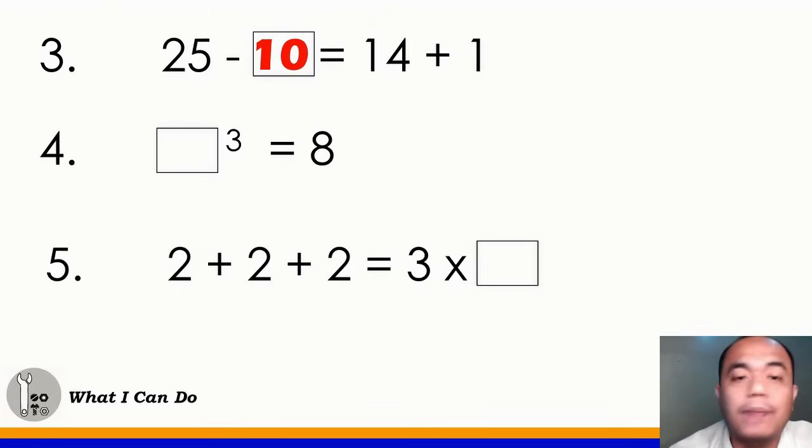Number 4, blank cube equals 8. Yes, that's 2. 2 times 2 times 2 equals 8. 2 times 2 is 4, and 4 times 2 is 8. So we have an equation in here. Number 5, 2 plus 2 plus 2 equals 3 times blank. What's the missing number? Yes, that's 2. So 3 times 2 equals 6, and 2 plus 2 plus 2 equals 6 also. Good job.